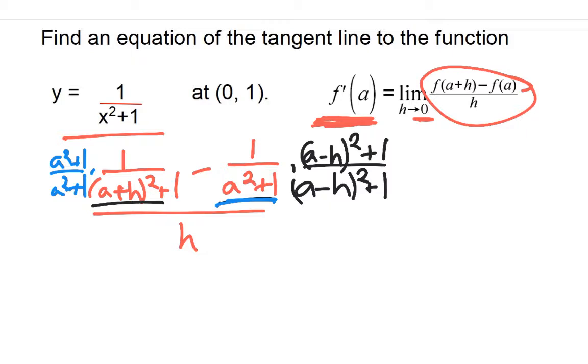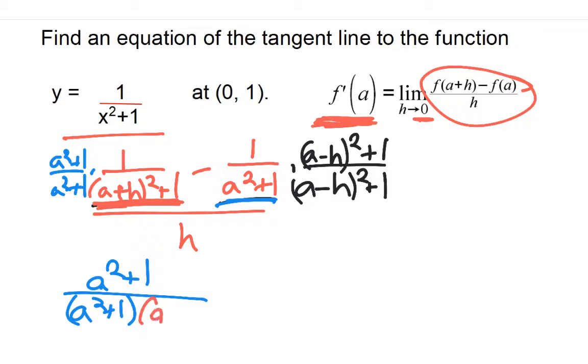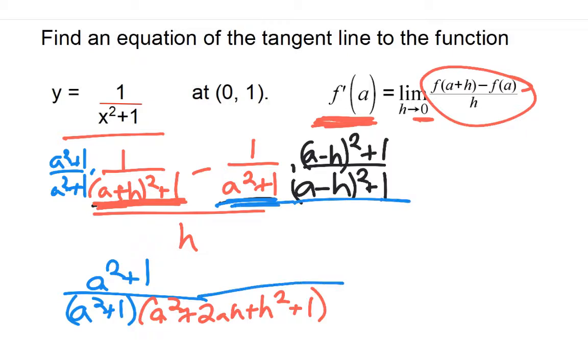And at this point, I'm not going to simplify the whole denominator, but I am going to simplify the red part. So I'm going to get a squared plus 1 in the numerator, and a squared plus 1 grouped down here. Now, the red part here, I'm going to multiply. It's going to be a squared plus 2ah plus h squared, and then this plus 1 I'm going to go ahead and put in there with that. So that's my whole denominator. It's the same on both sides because I multiply the same things together.